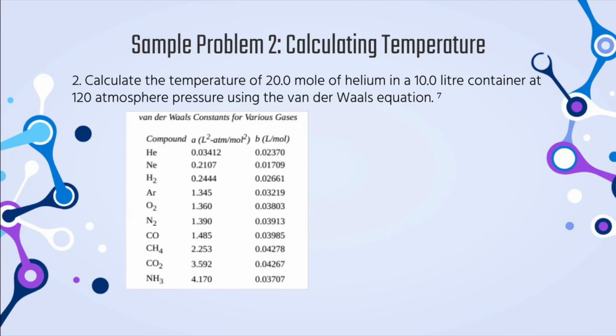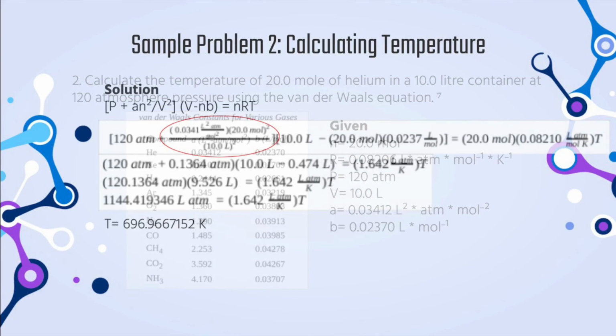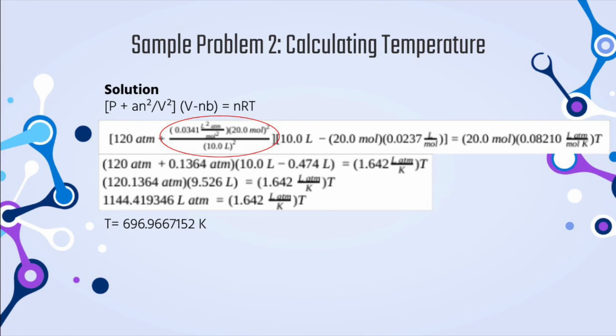Let's calculate the temperature of 20 moles of helium in a 10-liter container at 120 atmospheres using the van der Waals equation. n is equal to 20, R is equal to the universal gas constant, P is equal to 120 atmospheres, V is equal to 10 liters. The constants A and B of helium are found in the table to the left. 0.0341 multiplied with 20 to the power of 2 divided by 10 to the power of 2 is equal to 0.1364. 20 multiplied with 0.0237 is equal to 0.474.